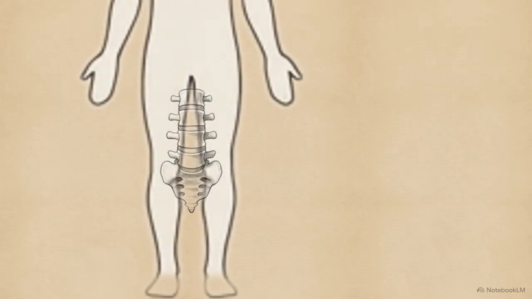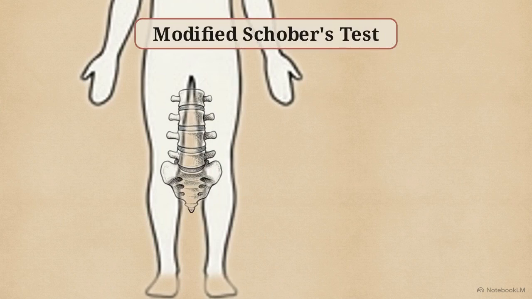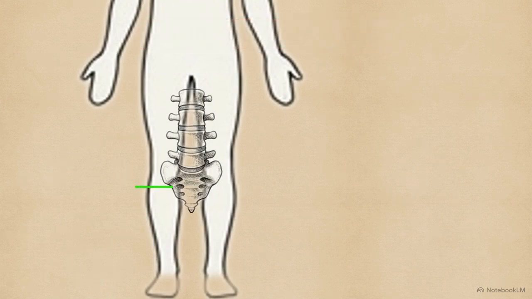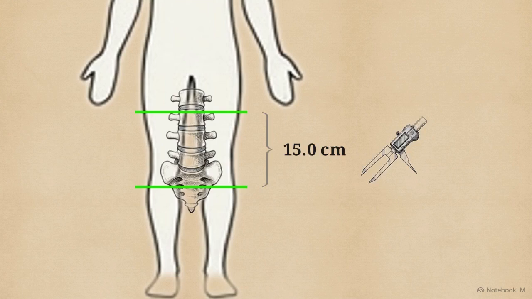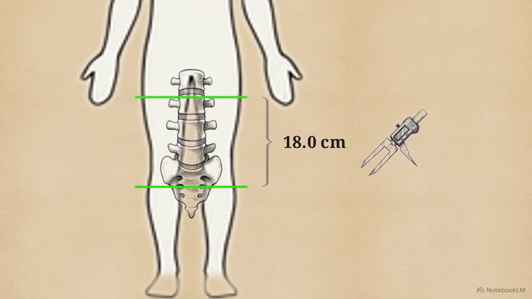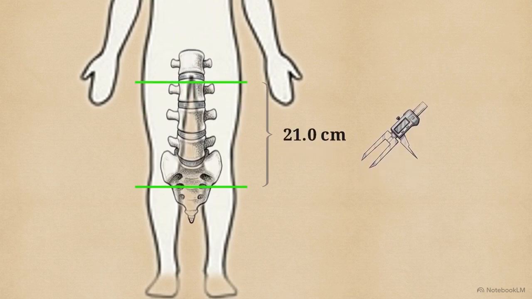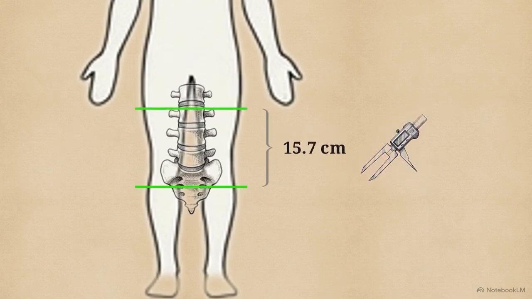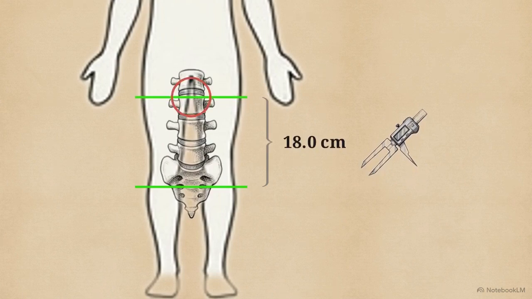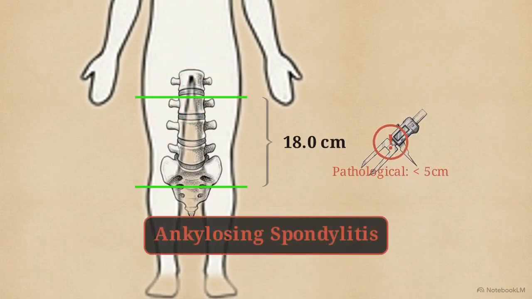This anatomical model demonstrates the modified Schober's test, designed to quantify structural restriction in the lumbar spine. We establish baseline anatomical markers relative to the posterior superior iliac spine, marking a 15-centimeter segment. The patient is instructed to bend forward maximally. A healthy spine will stretch these markers apart. A total expansion measuring less than 5 centimeters indicates abnormal, severe restriction. When the caliper locks below the healthy threshold, we isolate the specific biomechanical failure characteristic of ankylosing spondylitis.